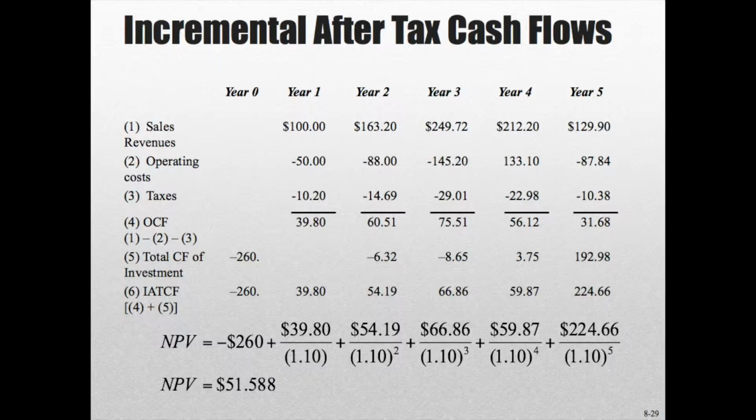So now we combine the two, and we see that the income after tax and the cash flow is 4 plus 5, which is the operating cash flow plus the total cash flow of the investments. It gives us, in year 0, costs us 260 out. Year 1, we have 39.80 coming in. Year 2, 54, 66, 59, and then the last year, 224.6.